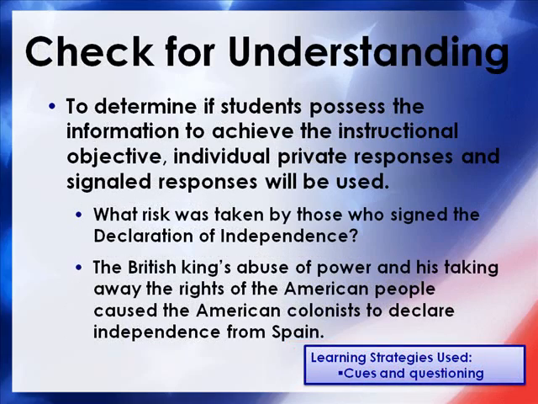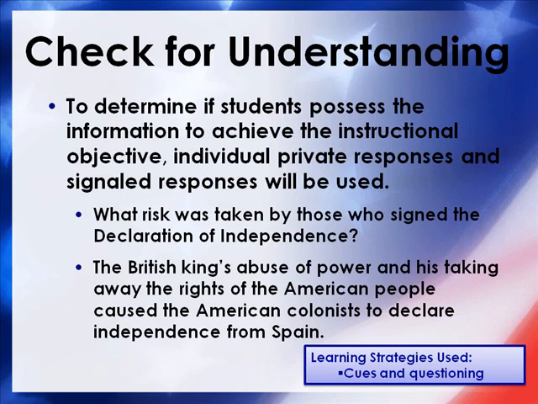To determine if students possess the information to achieve the objective, individual private responses and signaled responses will be used. For the individual private responses, students would be presented with a question and provided think time. A brief written response answering the question would be sent to me by the student in a note. This makes students accountable for demonstrating progress towards achievement of the needed information. I would ask, what risk was taken by those who signed the Declaration of Independence?